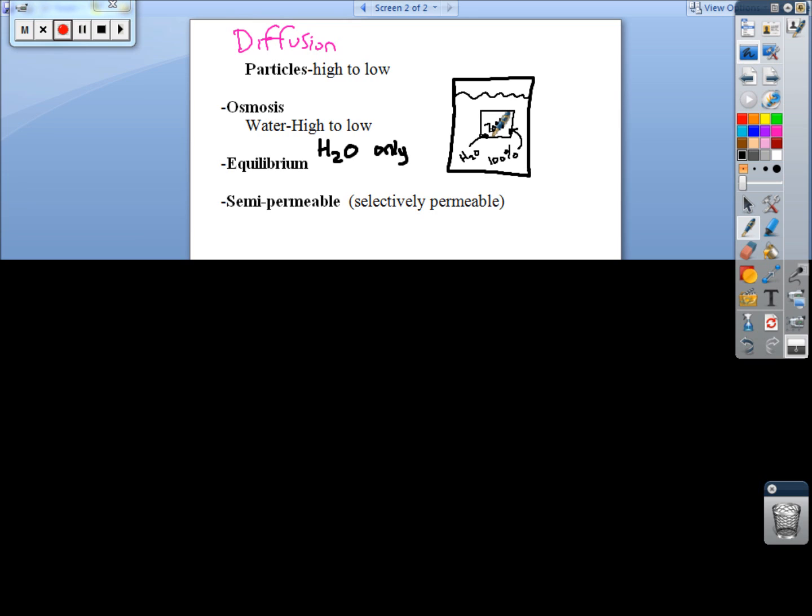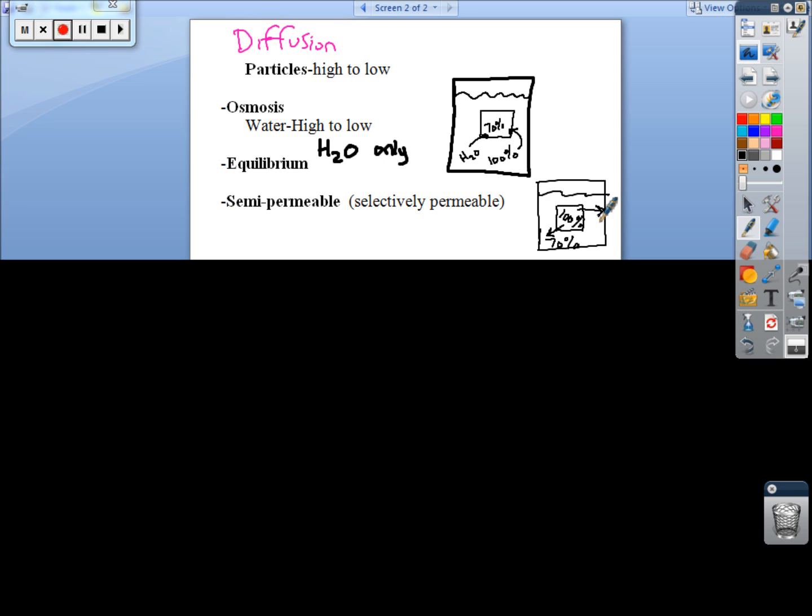Okay? The same thing if it was the other way around. So if we made a different beaker and baggie, and we had water that was 70%, and we put a baggie in here that was 100%, the water would go out. And if the holes weren't big enough to let the salt in the water out of the baggie, it will shrink. Okay? And that's osmosis. And diffusion is the same thing.